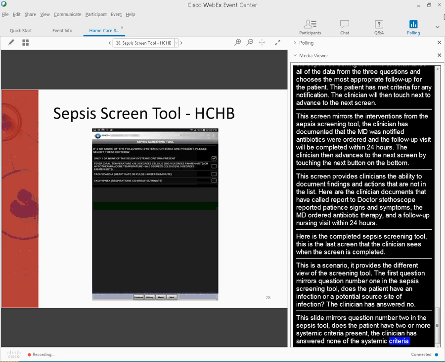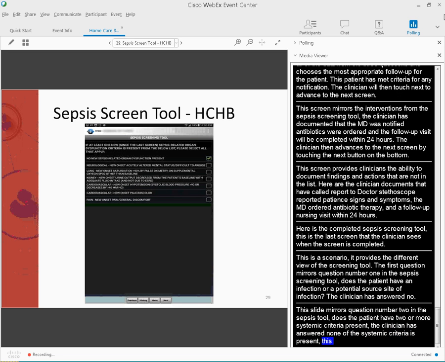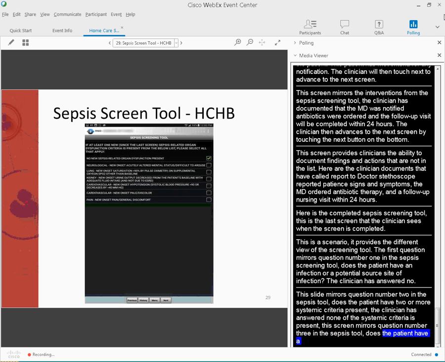This screen mirrors question number 3 in the sepsis screen tool. Does the patient have a new onset of organ dysfunction criteria? The clinician has answered no new sepsis-related organ dysfunction present.